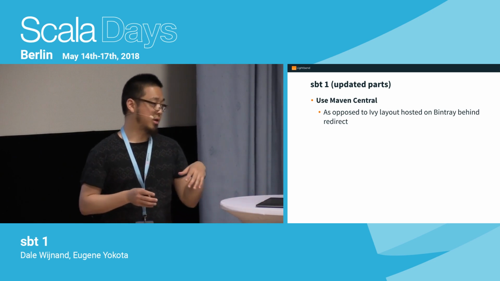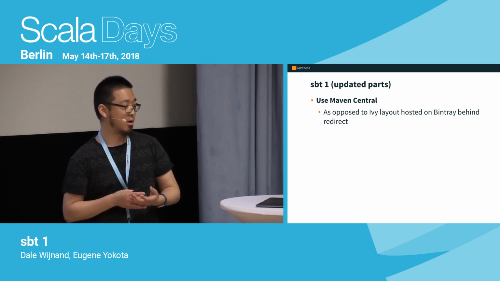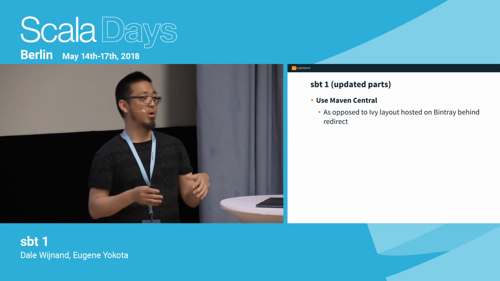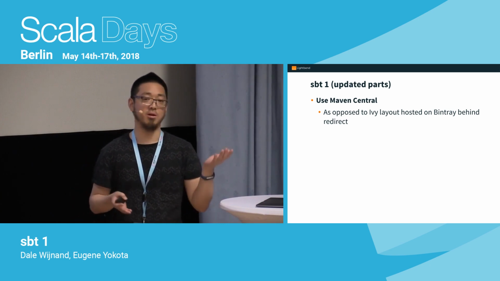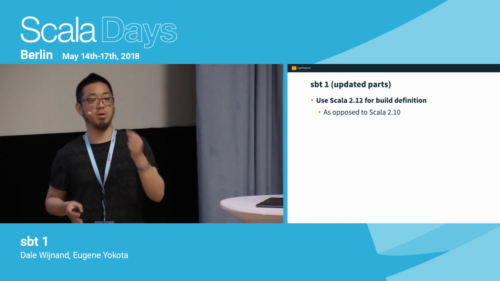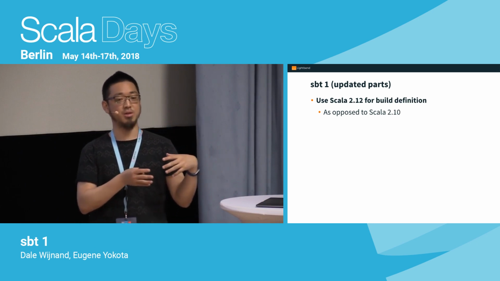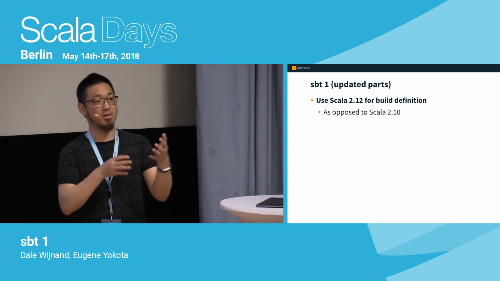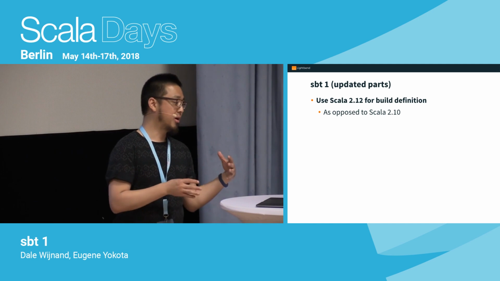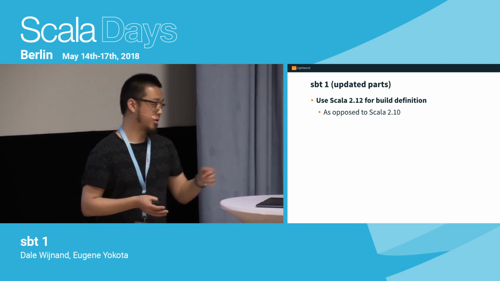Another thing is that instead of using an Ivy layout repository, with Bintray and redirects and stuff like that, sbt 1 is now just published into Maven Central, just like any other library. As some of you probably know if you've used it, the 0.13 series was using Scala 2.10. That's really, really old now, and basically it's EOL'd. And sbt 1 obviously uses the latest stable one, which is 2.12.